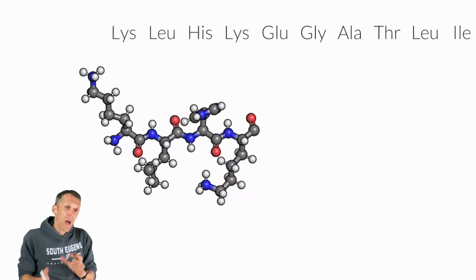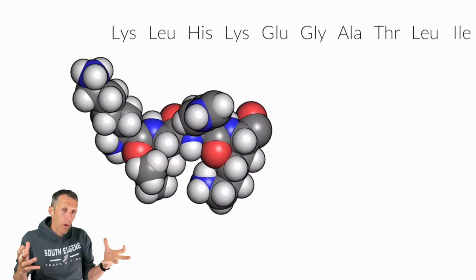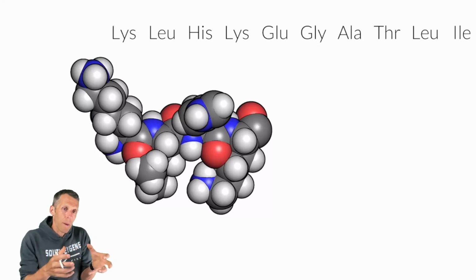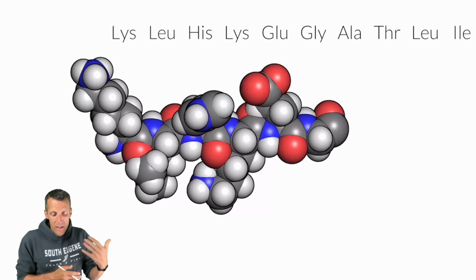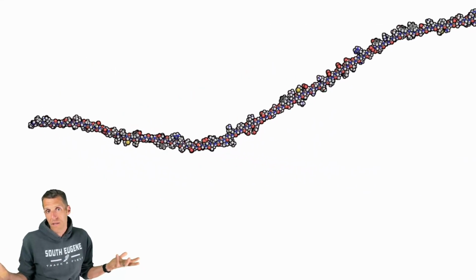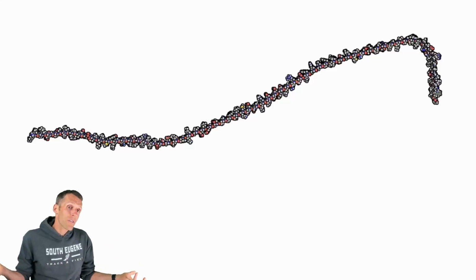Now, to help with the visualization I'm about to do, I'm going to expand all of the spheres to their full size. So now I'm showing this short polypeptide as a set of van der Waals spheres. And now I'm going to keep adding on amino acids. So I'm going to add the glutamate, the glycine, the alanine, etc., all the way out to the 140 amino acids that make up this chain. And hopefully what you see is, wow, that's a long thing, right? It's a really long chain.